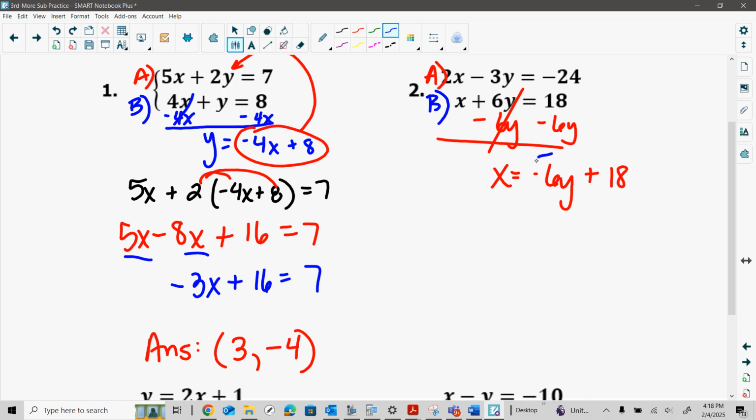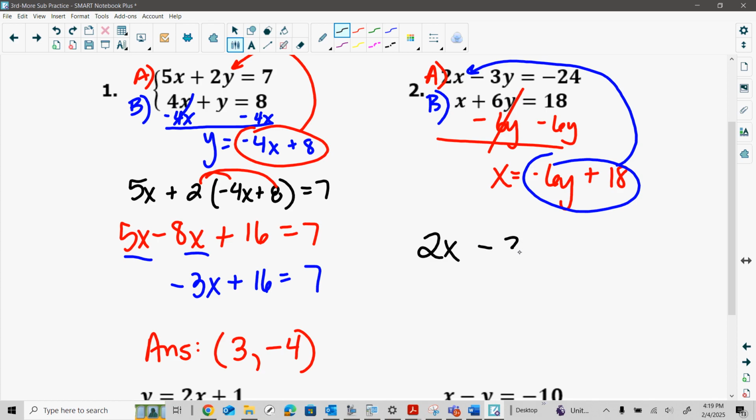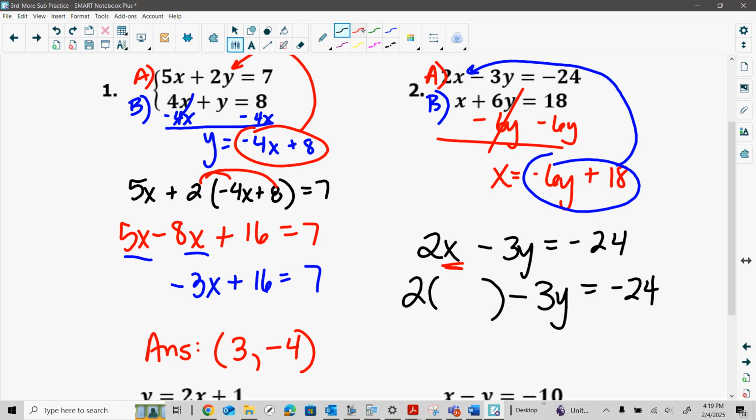We're taking this now and plugging it back into equation A for the x, okay? So when we plug in, we use parentheses to show that substitution. So I'm going to write equation A, which is 2x minus 3y. You don't have to do that. You can go straight to the parentheses, which means I'm substituting here for the x. That means 2 parentheses there, minus 3y equals negative 24. And inside the parentheses should be negative 6y plus 18.